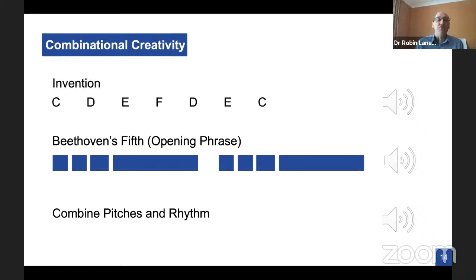Okay, so very interesting rhythm there, maybe one of the most famous rhythms in Western, certainly classical music. Now, what about if we try and take Bach's pitches and we take Beethoven's rhythm and put them together? What do we get then? Byron?